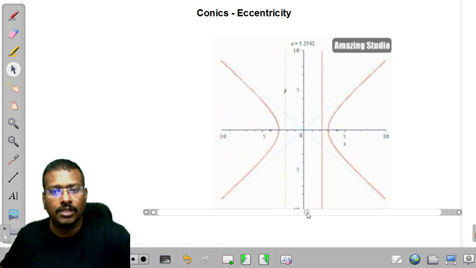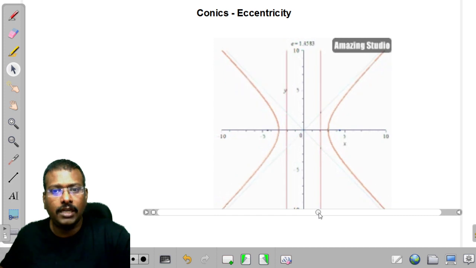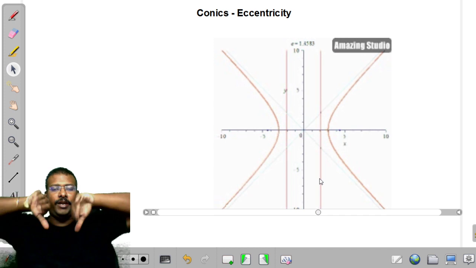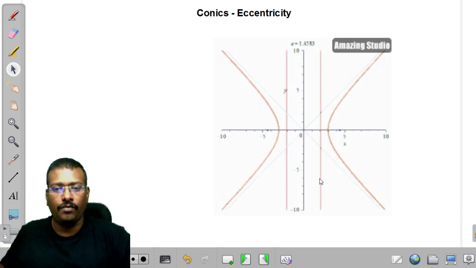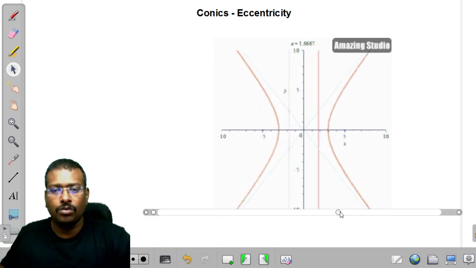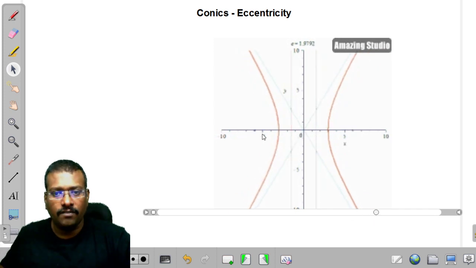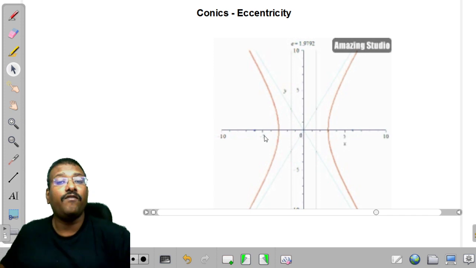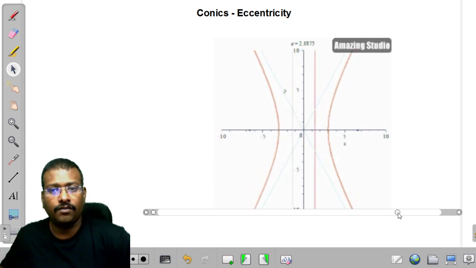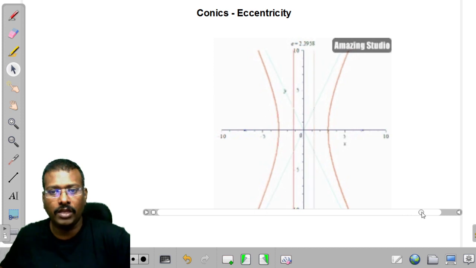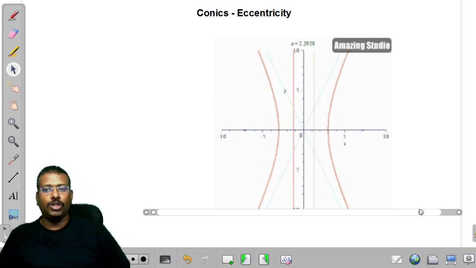So observe, directrix are coming closer. Once the directrix are coming closer, the curve is going to widen. Finally, whenever E value goes on increasing, the curve is going to be flattened. The focal points are moving further away from each other, and at one stage the curve and directrix will coincide with each other. They will become very close and it will coincide. I hope now you understood.